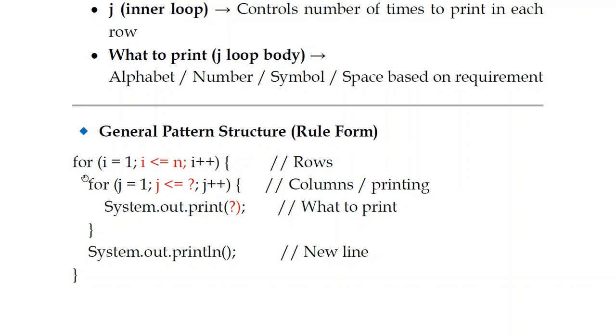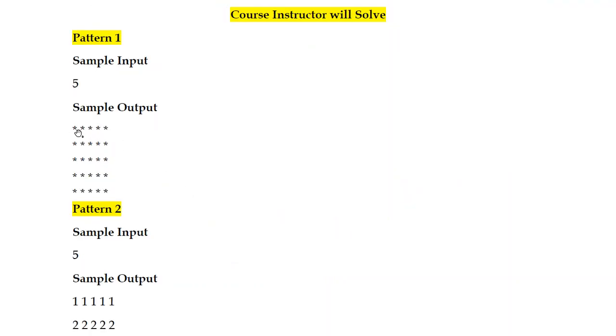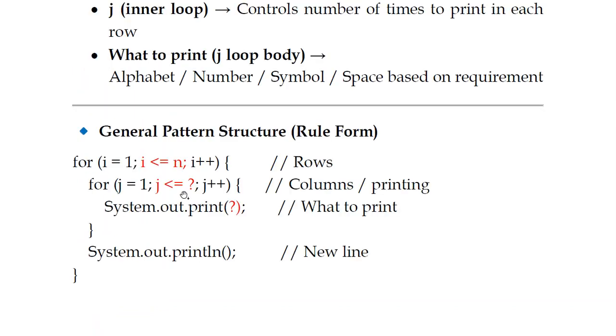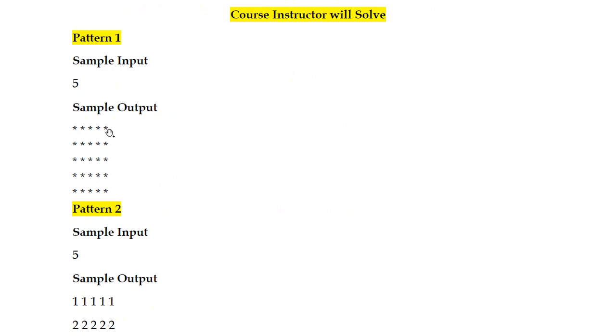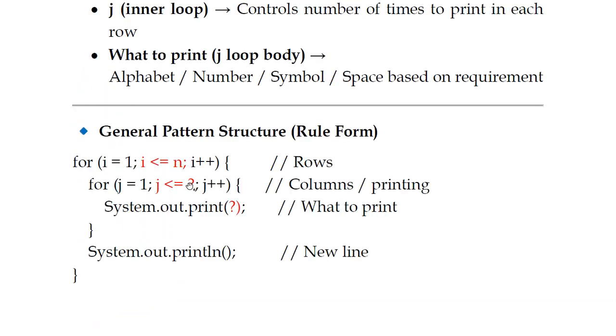Only after this condition is true will it enter the inner for loop: for j equal to 1, j less than or equal to, here you are going to decide, how many times I am going to print in each and every line. That also depends on the variable n, because if your n value is 5, in the first line 5 stars are printed, in the second line 5 stars are printed, that is 5 times, 5 times, 5 times printing. So here just keep it as j less than or equal to n.